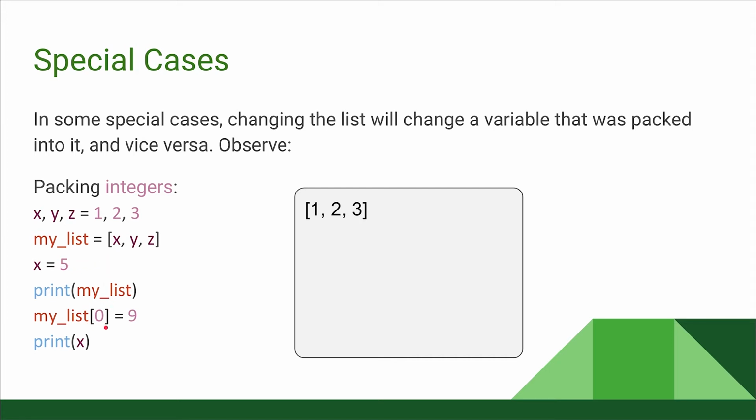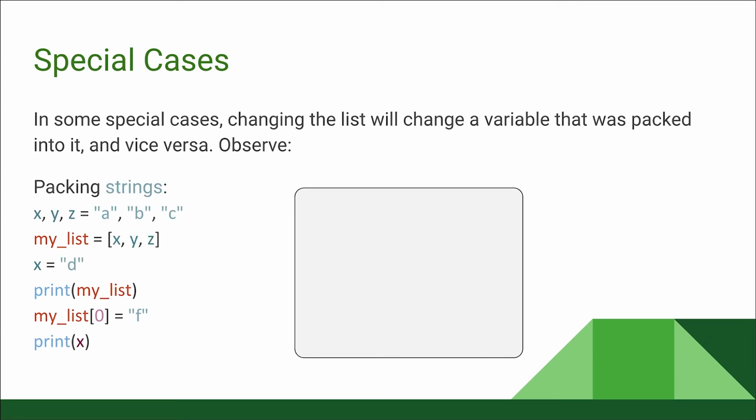Let's see if changing the list changes the variable that was packed in there. So my list at index 0 equals 9. x was packed in at index 0. So does printing x give us 9? No, it still gives us 5 from here. So there's no change in either direction.